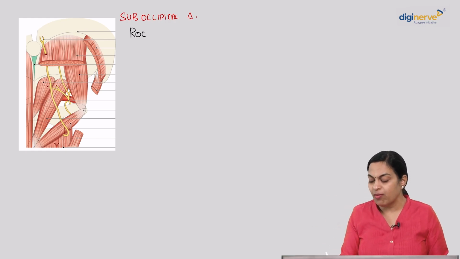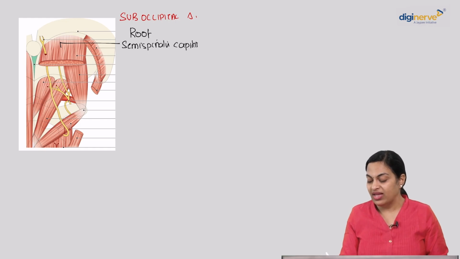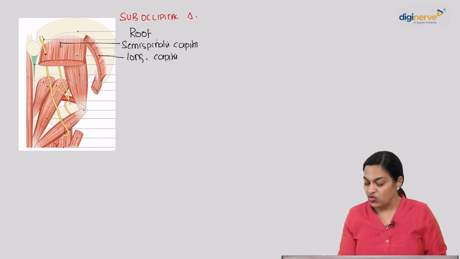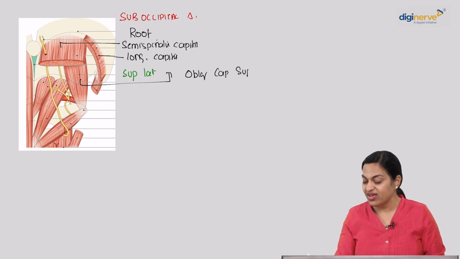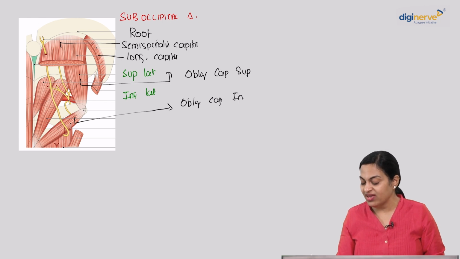The roof of the suboccipital triangle, only when you remove these muscles, you'll be able to see it. It's formed by the semispinalis capitis and the longissimus capitis. Supralaterally, it is bounded by this one. What is it? Obliquus capitis superior. Okay. Infralaterally, it is bounded by this muscle. What is it? Obliquus capitis inferior.